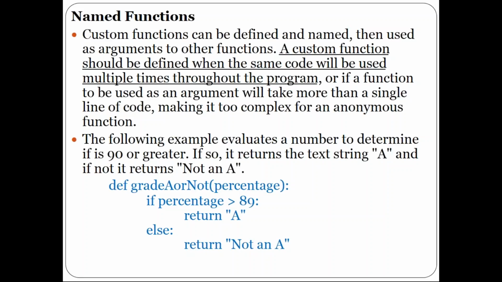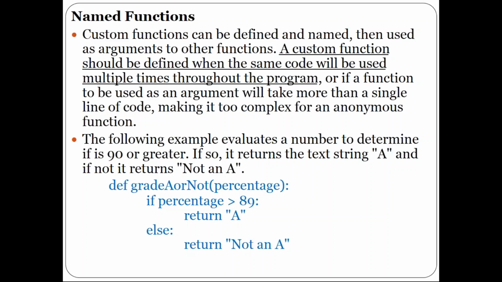Okay, so a custom function should be defined when the same code will be used multiple times throughout the program. Throughout the program means within the same program. If you are iterating something, you have to mention in that custom function that you should be defining this code because it will be used multiple times throughout the program.